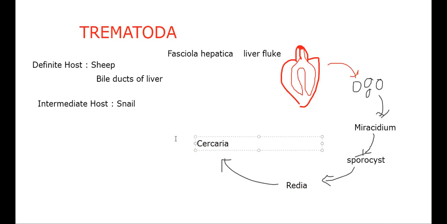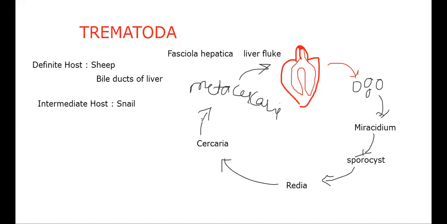So one egg develops into miracidium, which transforms into sporocyst, then redia, then cercaria. These cercaria stages, all of which are in water at present, enter into the snail, where they become metacercaria, and metacercaria will develop into the adult. So you need to know that they have so many larval forms, indirect development.